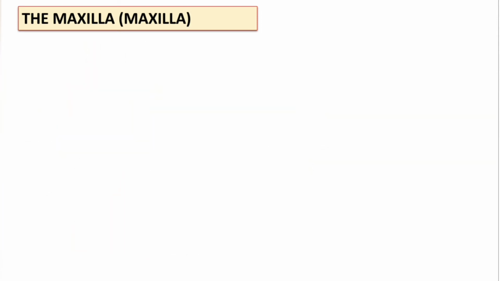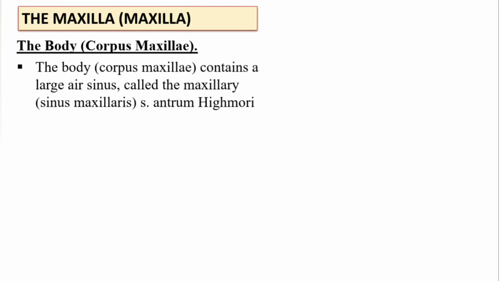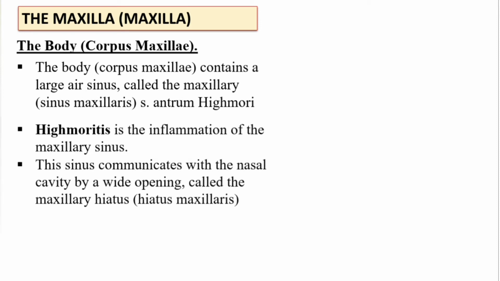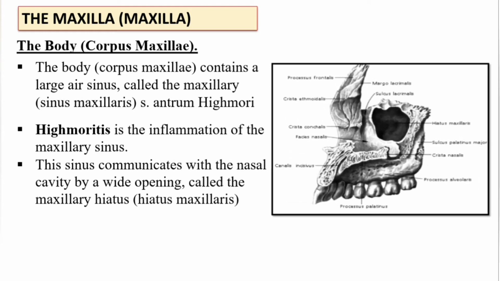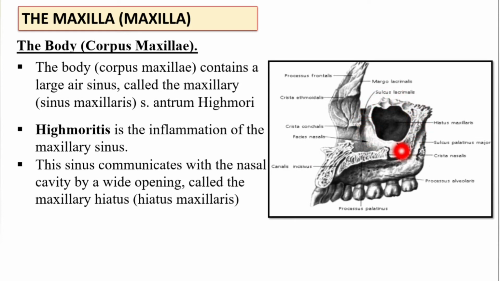Let's talk about the body first. The body of the maxilla, corpus maxillae, contains a large air sinus called the maxillary sinus, sinus maxillaris, or sinus antrum highmori. Inflammation of the maxillary sinus is sometimes known as highmoritis. This sinus communicates with the nasal cavity by a wide opening called the maxillary hiatus. The hiatus maxillaris is here. That's what I want to show you for now.